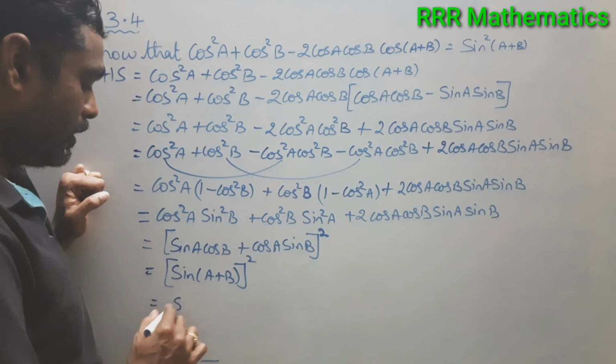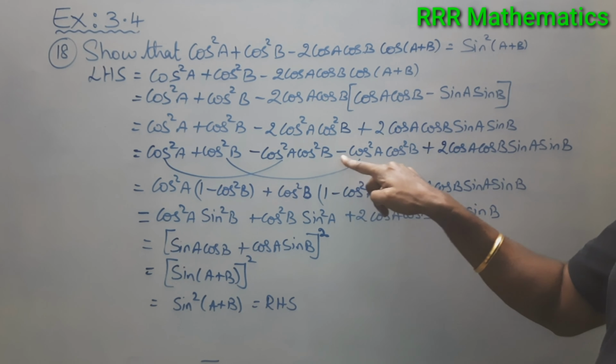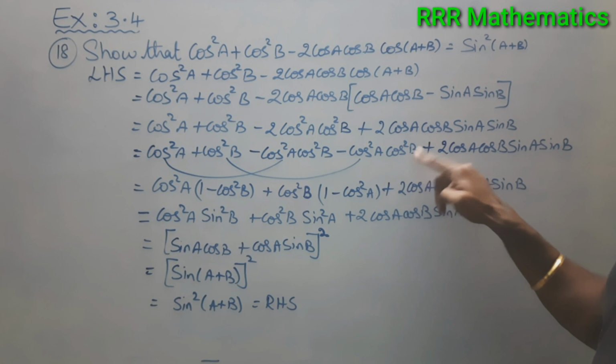Hence proved. Very simple. See your left hand side, cos square a plus cos square b minus 2 times cos a cos b into cos of a plus b. Here I will use the compound angle formula for cos of a plus b, which is nothing but cos a cos b minus sin a sin b. I multiplied. Here I am getting minus 2 times cos square a cos square b, and I am keeping the remaining terms as they are. This minus 2 times cos square a cos square b can be rewritten as minus cos square a cos square b, again minus cos square a cos square b.